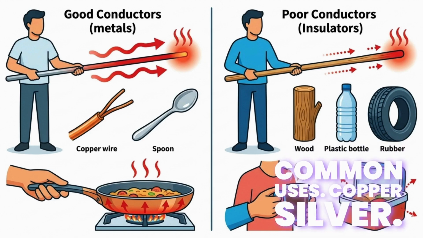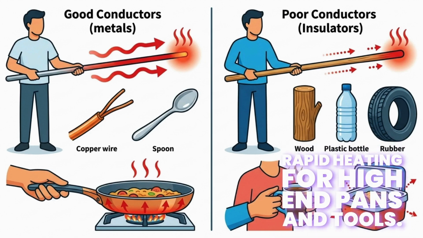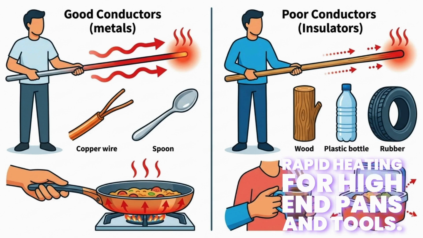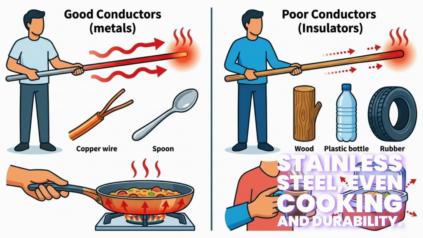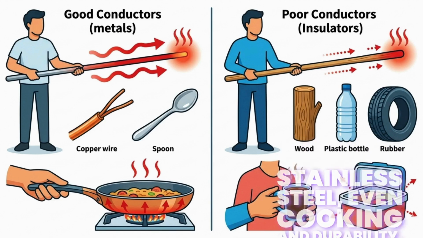Common uses: copper, silver. Rapid heating for high-end pans and tools. Aluminum, lightweight heat distribution in cars and kitchens. Stainless steel, even cooking and durability.